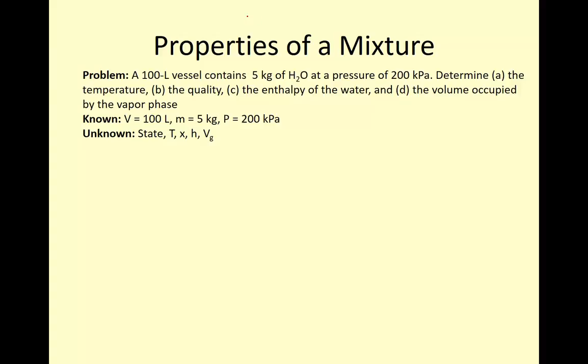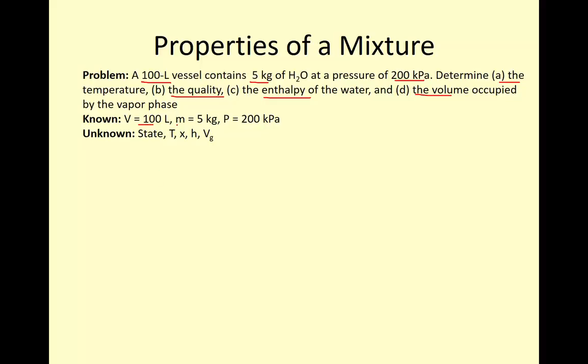We have a 100-liter vessel containing 5 kilograms of water at a pressure of 200 kilopascals. There are 4 things that we want to determine: the temperature, the quality, the enthalpy, and then the volume occupied by the vapor phase. So let's think for a minute how we would go about solving this problem. Okay.